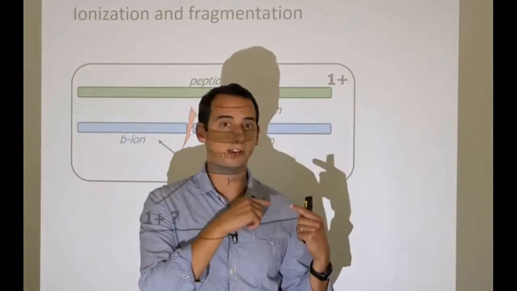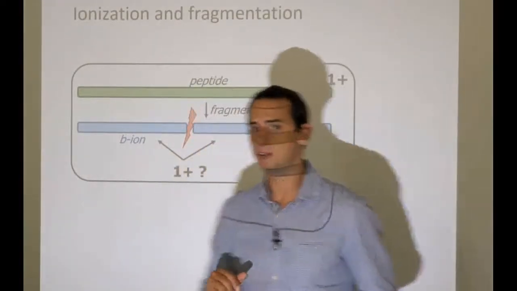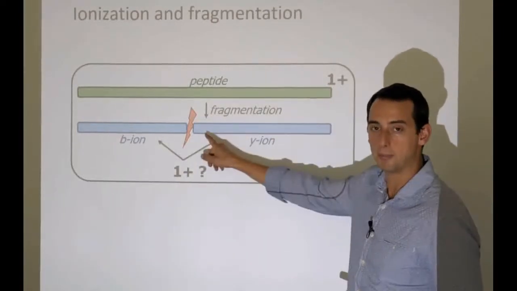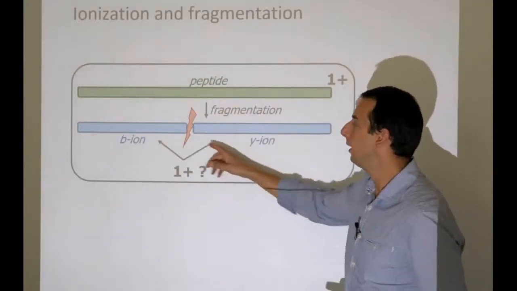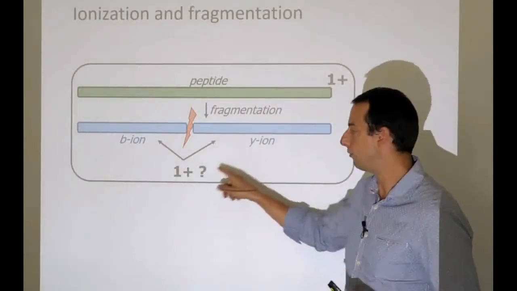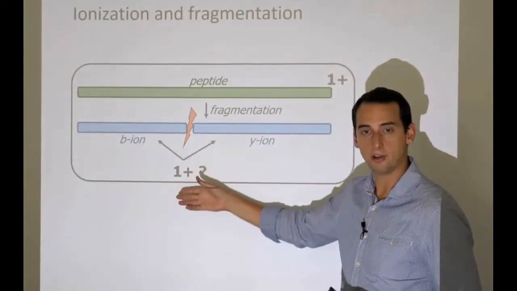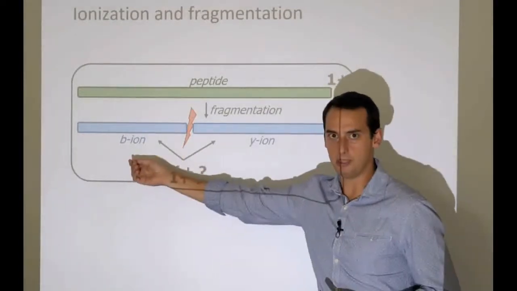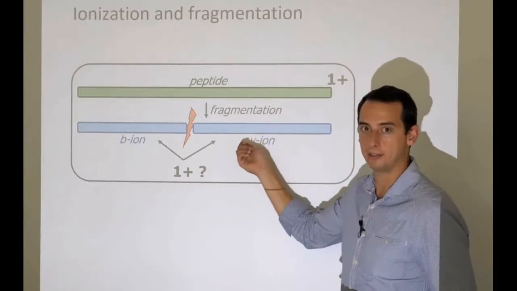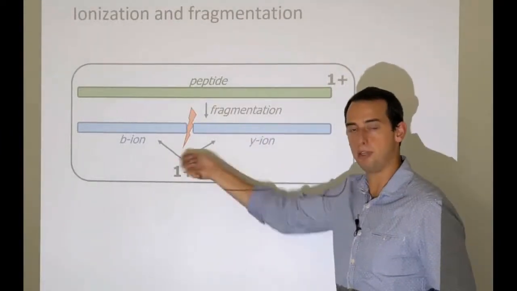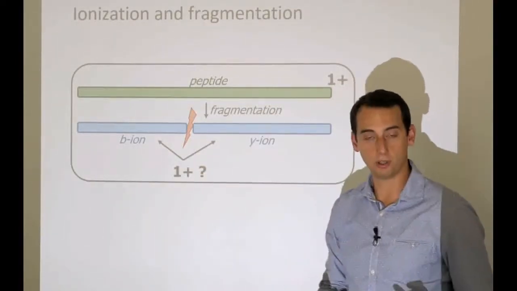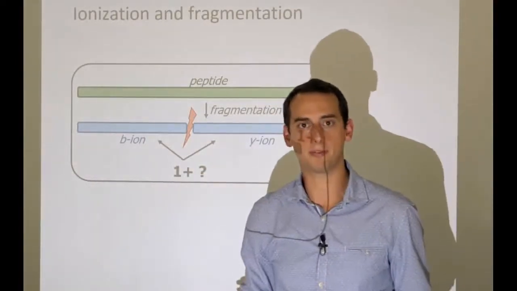Now the 1+ thing from MALDI comes back to create a little problem for us. If our peptide has a single charge and we fragment the peptide somewhere, we now have a B ion and a Y ion. The problem is we have only one charge. So where does the charge go? It has to either go to the B ion, making a B ion, or it has to go to the Y ion. And whichever part, B or Y, gets the charge becomes an ion, the other thing becomes an uncharged molecule and disappears from the mass spectrometer.